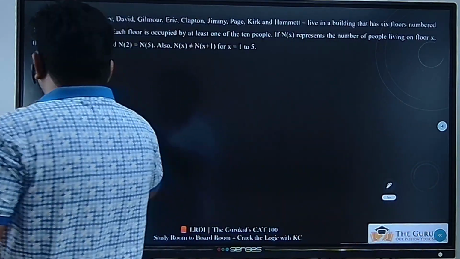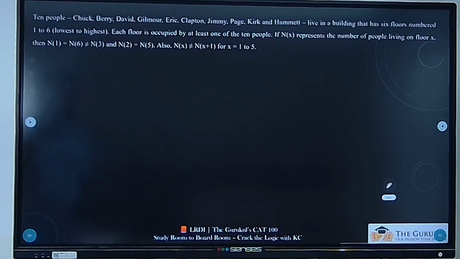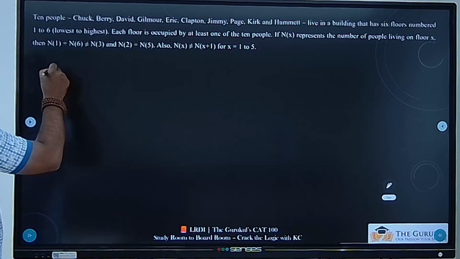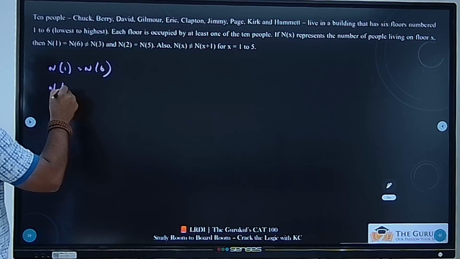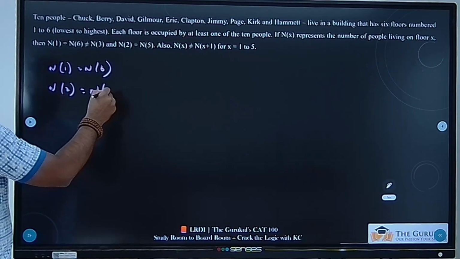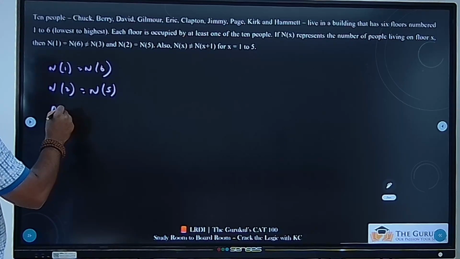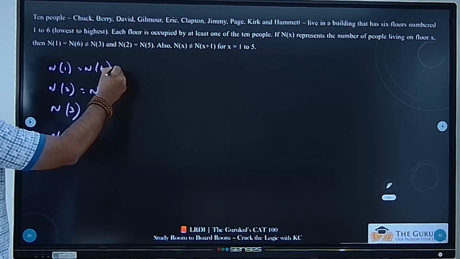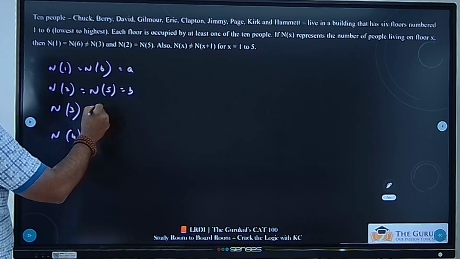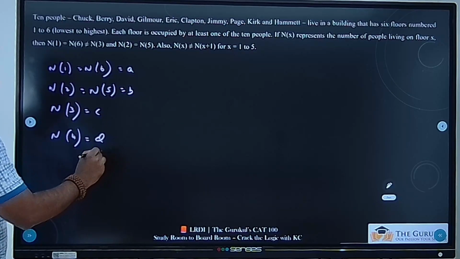Let's see. 10 people, the names we don't need, live on different 6 floors, 1 to 6. So we know n of 1 equal to n of 6, n of 2 is equal to n of 5, n of 3, and n of 4. Let this be equal to A, this is equal to B, this is equal to C, this is equal to D.